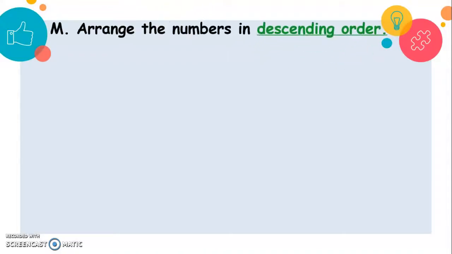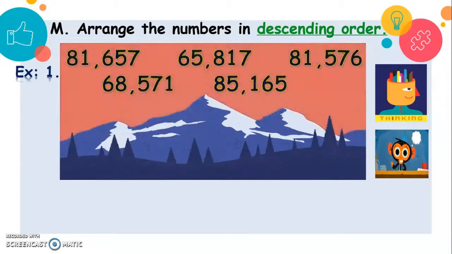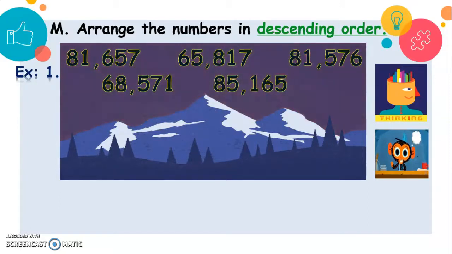For the next part of our practice, we are doing letter M. This one is still on page 9 of your workbook. Here you have to arrange the numbers in descending order. Now, I do hope you still remember what descending order means. So try to think of the answer for example number 1.